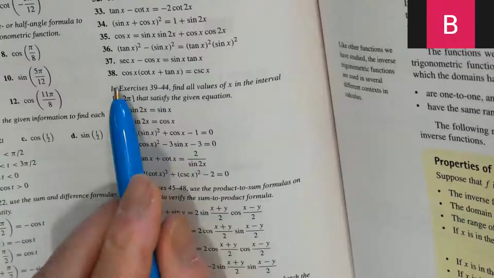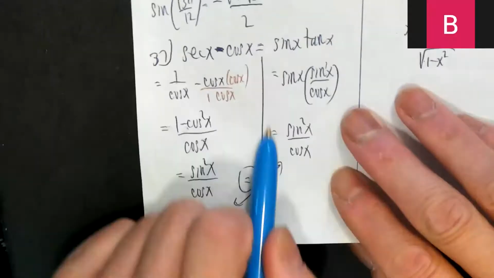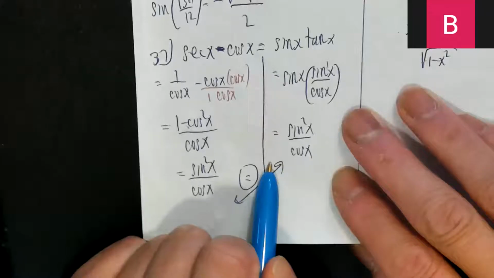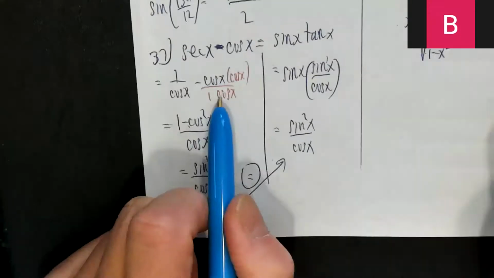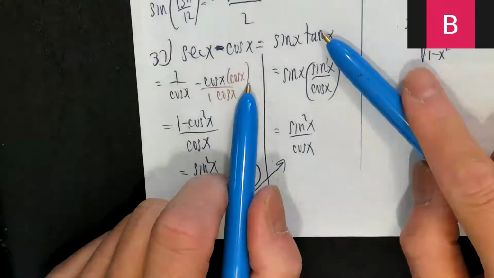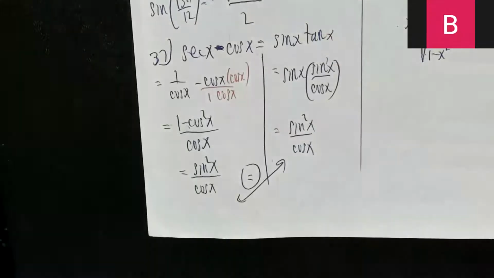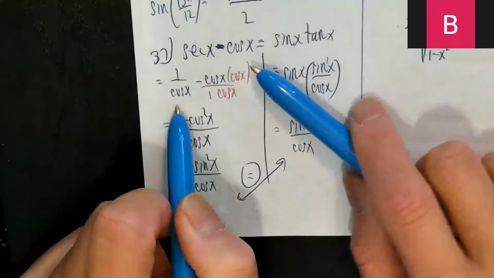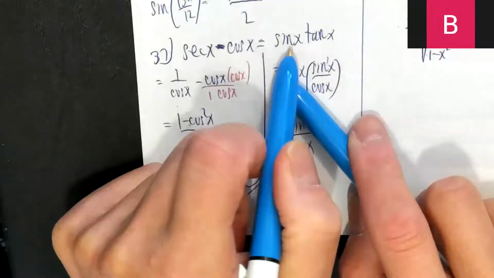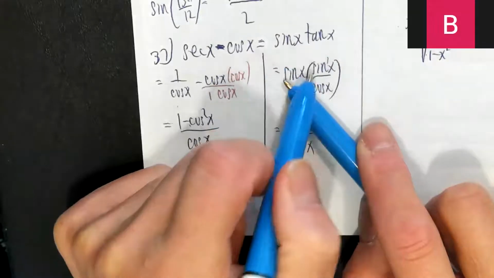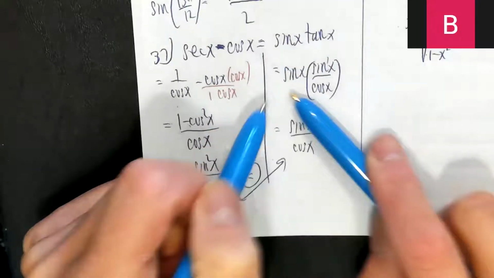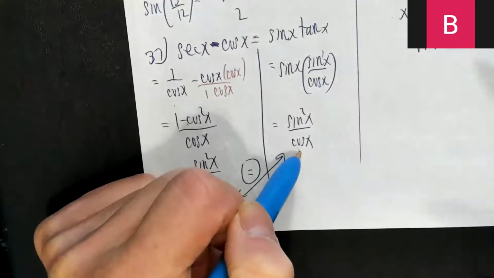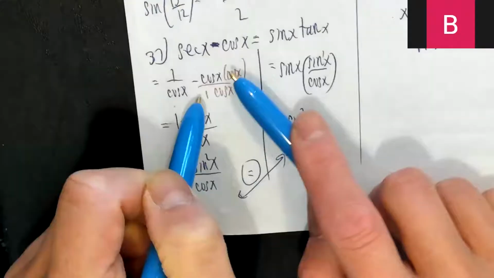Prove secant x minus cosine x equals sine x tan x. And here's the way I want you to do the proofs. Draw yourself a line from the equal sign. It's an impenetrable barrier, which indicates you're not allowed to cross. Okay, typical strategy is change everything to sine and cosine. So secant is 1 over cosine x minus cosine x. This is sine x times tangent, which is sine over cosine. So this is sine squared x over cosine x, and that's about as good as it gets. So we'll leave that alone, see if I can force this.